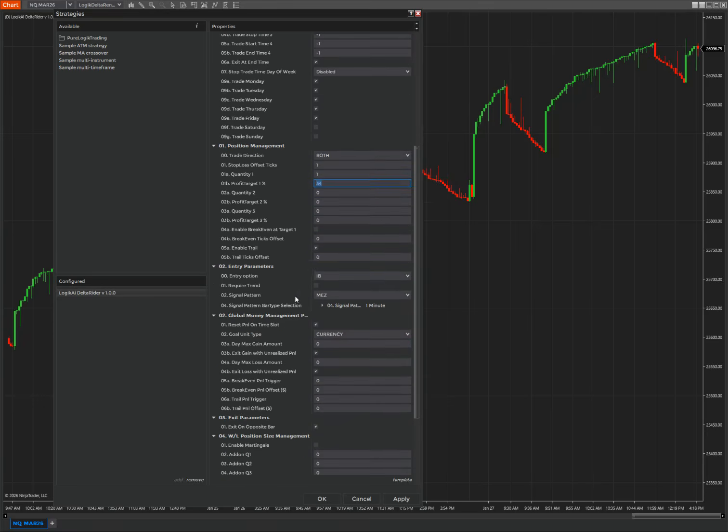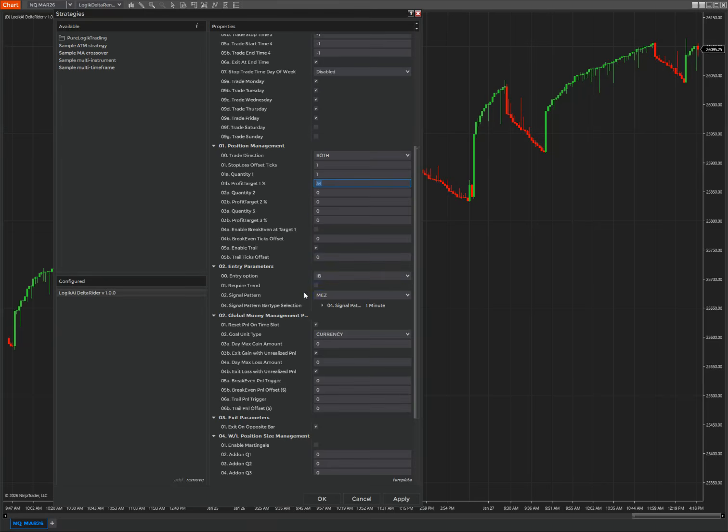As you go further down, I have entry options, and I'll get to the break even and the trail when we're doing multiple contracts. But I have this set up to enter intrabar, meaning before these bars complete. For this demonstration, I'll have required trend disabled. Required trend basically means that you are using the bar color as the direction of the trend, because these bars hold on to the trend well.